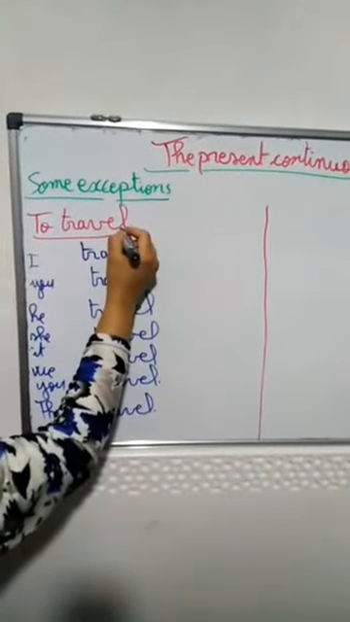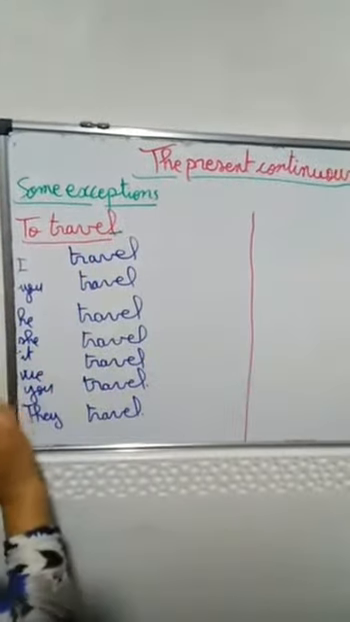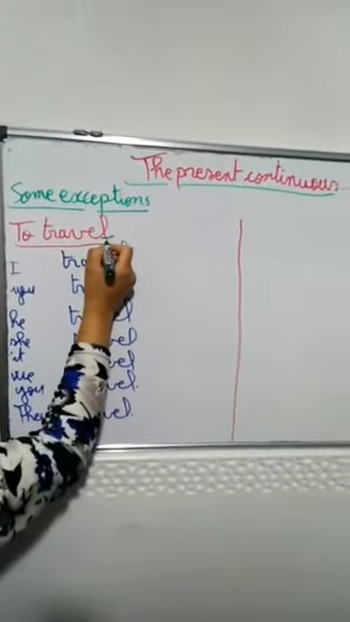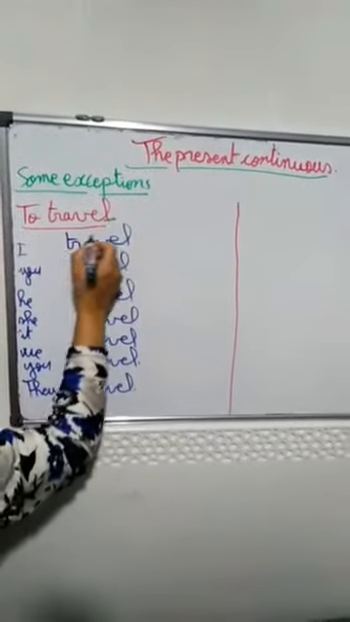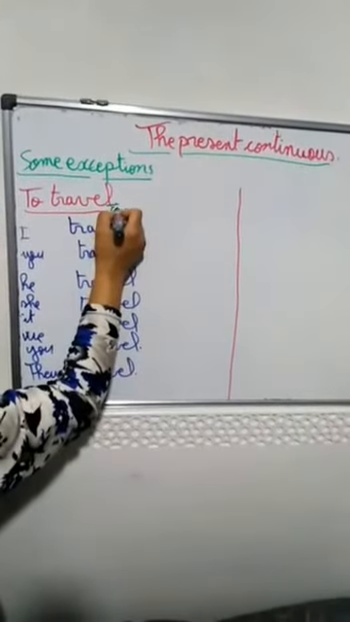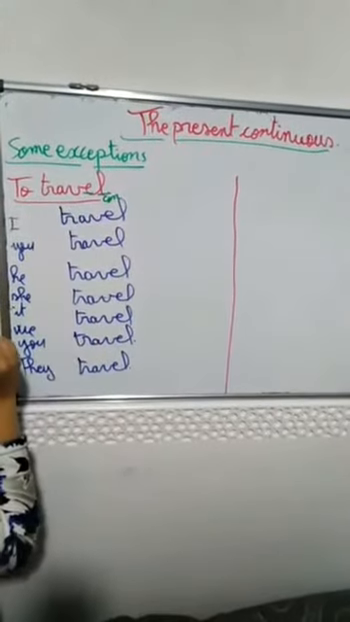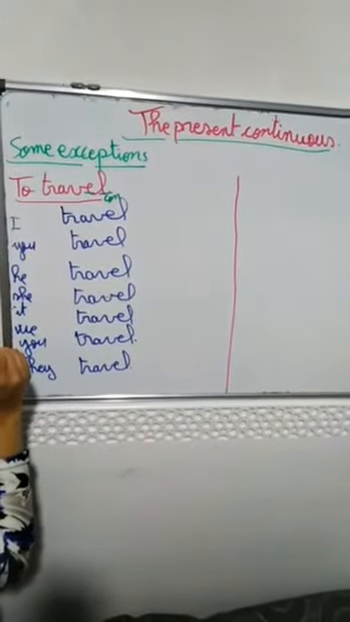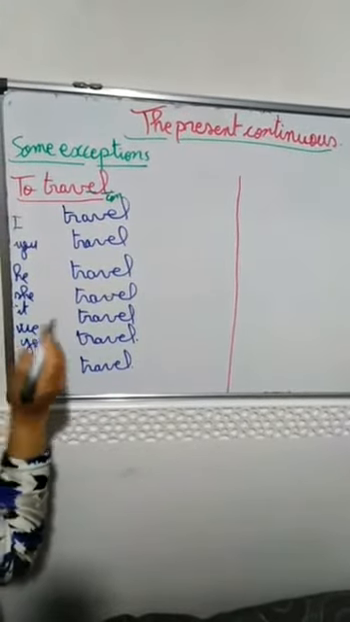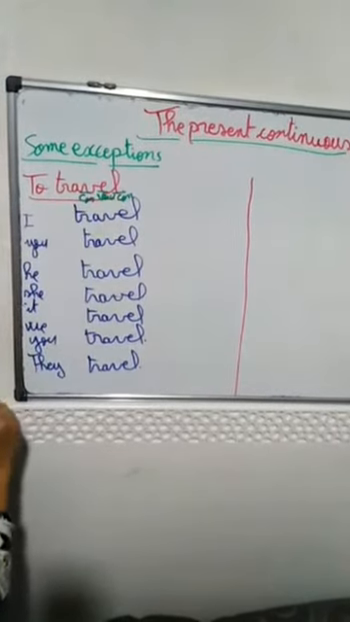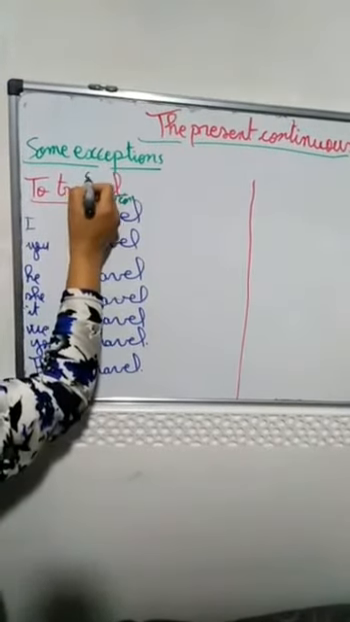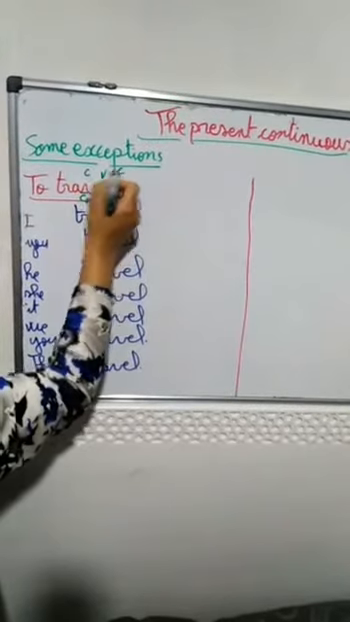This letter here is L. Okay, this letter, the last letter of the verb. This one is L. So L, is it vowel or consonant? It's consonant. Is it okay? E. Consonant or vowel? Yes, it's vowel. Okay? V is consonant. So, what do we have? We have consonant, vowel, consonant.